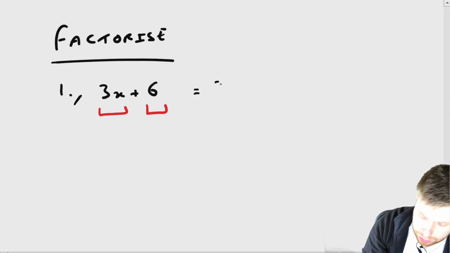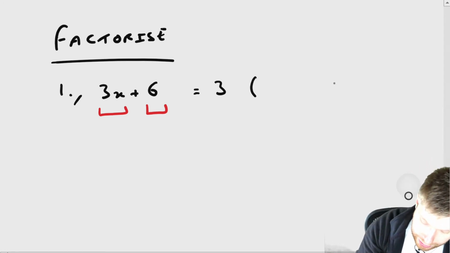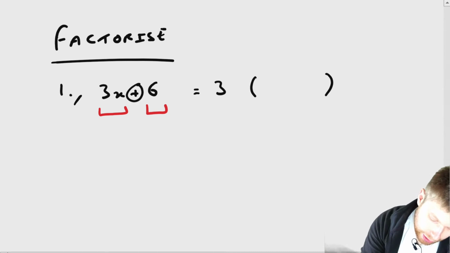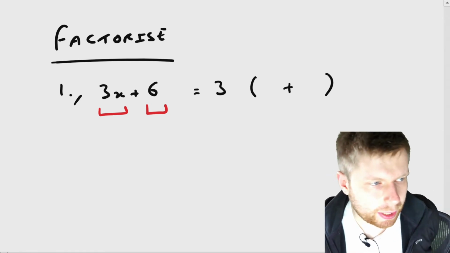So I think 3 works. So I'm going to put a 3 out the front, okay? Then basically what I'm going to do is almost write this with my brackets in again. So I'm going to put my brackets here, and I'm going to keep my plus the same there. Now the plus will nearly always stay the same. So the symbol in the middle here will nearly always stay the same. There are some instances where it will change, but for the moment, let's just keep it as a plus, okay?